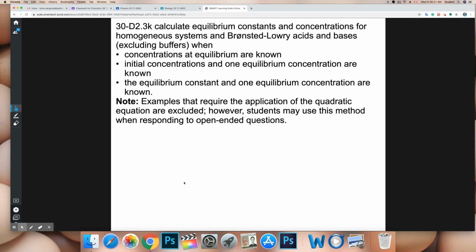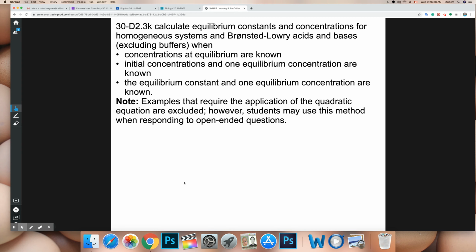So here's the outcome that this is what it says I have to teach you: calculate the equilibrium constants and concentrations for homogeneous systems and Bronsted-Lowry acid bases, excluding buffers. So here are our three kinds of calculations.